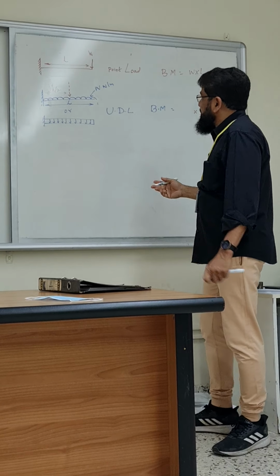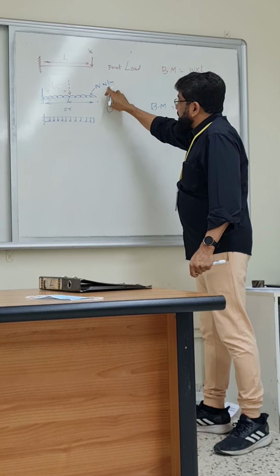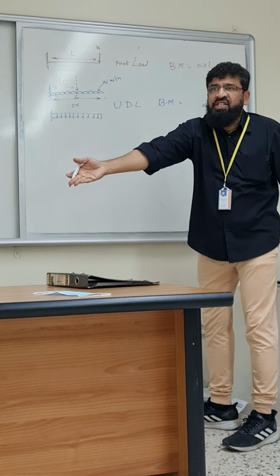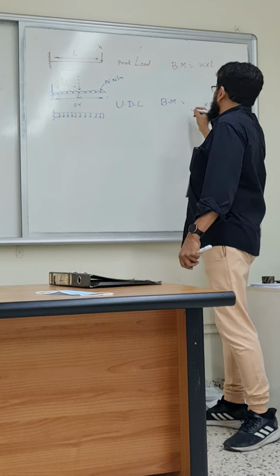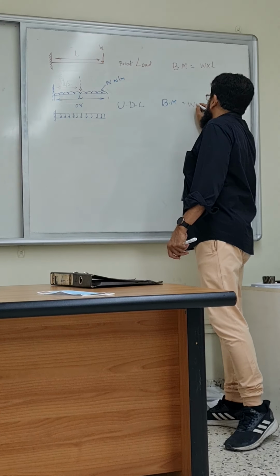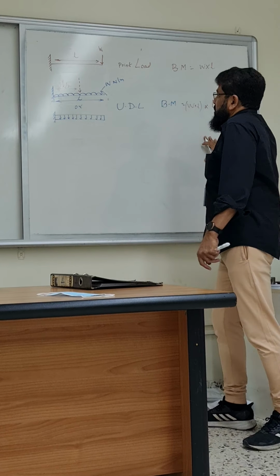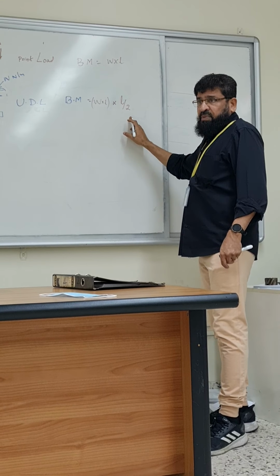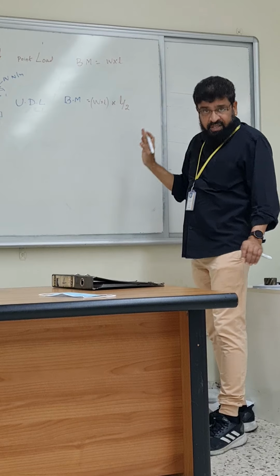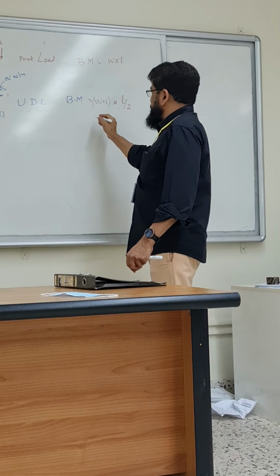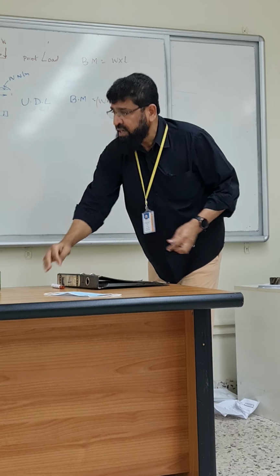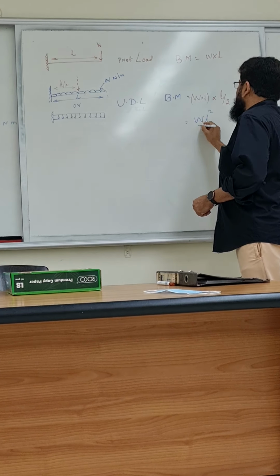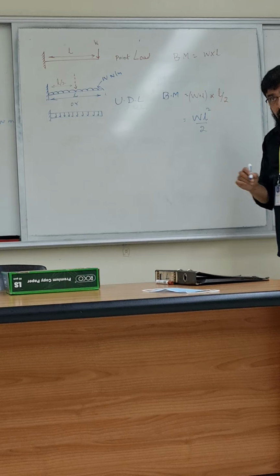multiplied by what is the force? W Newton per meter. How many meters are there? L meters are there. Like the centimeters I said, is it not? So I will say W into L. This is your load. Okay. Force multiplied by perpendicular distance. Clear? So I can write it as WL square by 2.